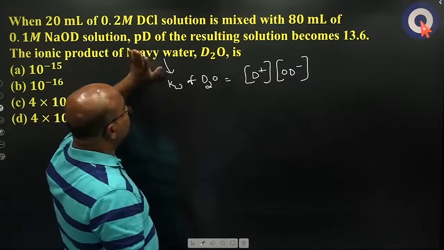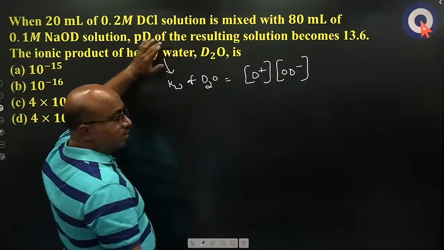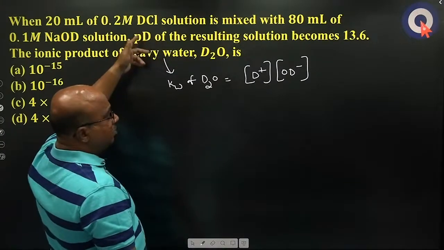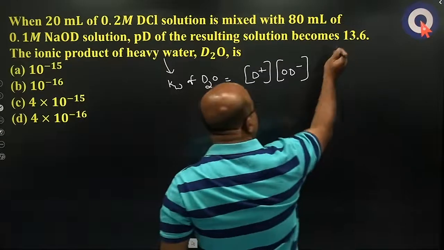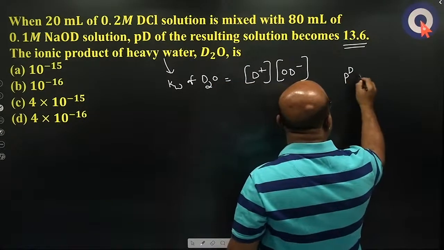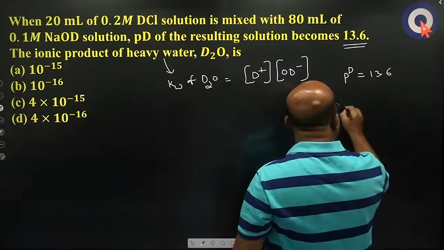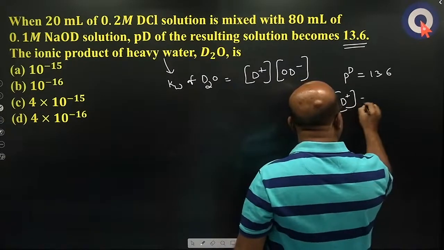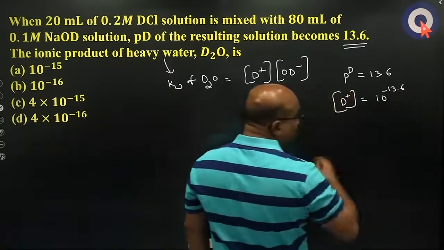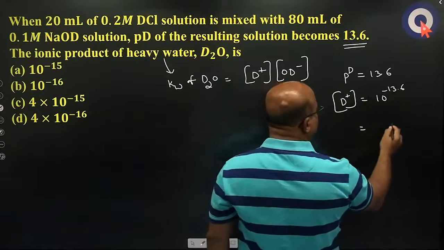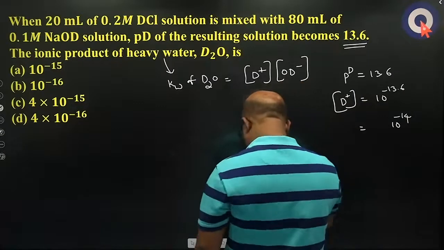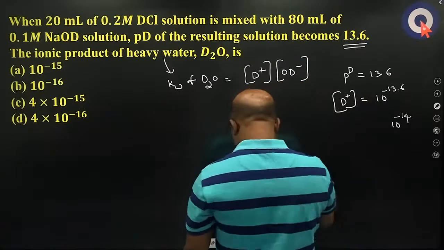But pD is given, means it's like pH, the negative logarithm of H plus concentration is pH. So here it is the negative logarithm of D plus concentration. So what is D plus concentration from this value? pD is given as 13.6. D plus concentration is nothing but 10 to the power of minus 13.6. So we can take this as 10 to the power of minus 14, as we just said, times the anti-log of 0.4.